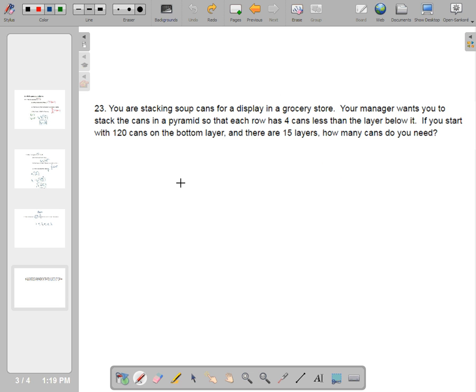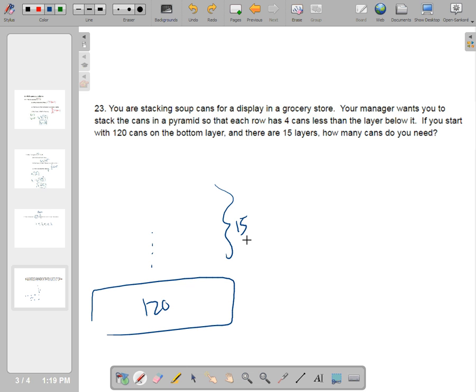Last problem, stacking soup cans. So we've got how many on the bottom? This is 120, and then it goes up some. There's 15 layers total. How many cans? Each one is 4 less. This is 116, and it's going to keep going up.